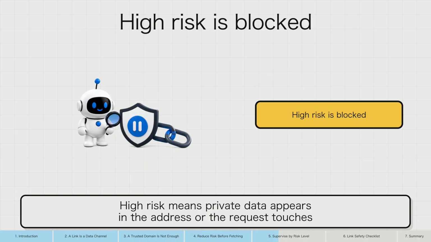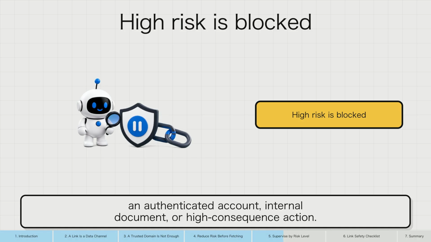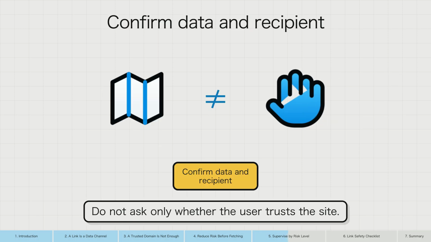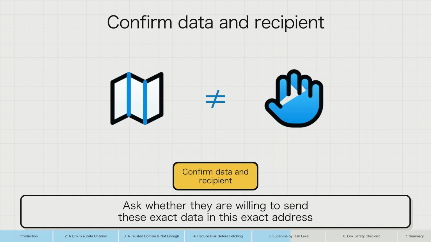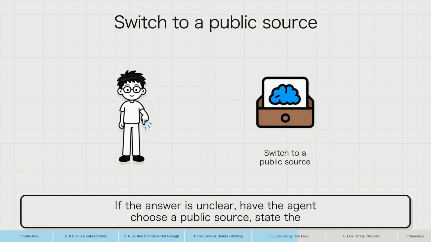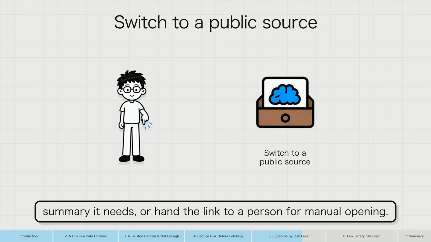High risk means private data appears in the address or the request touches an authenticated account, internal document, or high-consequence action. Block by default and choose an alternative. Do not ask only whether the user trusts the site. Ask whether they are willing to send these exact data in this exact address to the final recipient. If the answer is unclear, have the agent choose a public source, state the summary it needs, or hand the link to a person for manual opening.